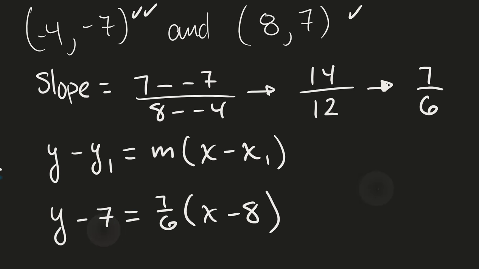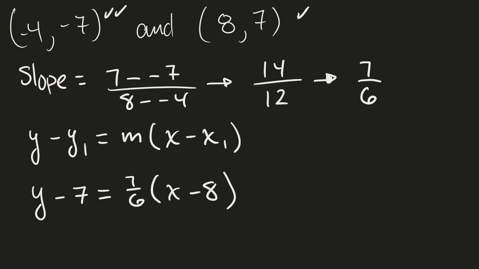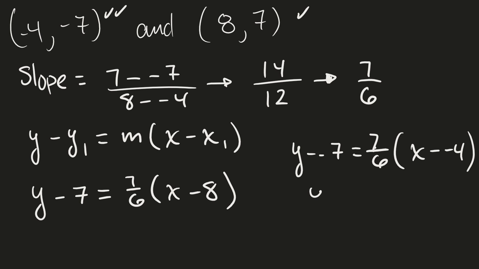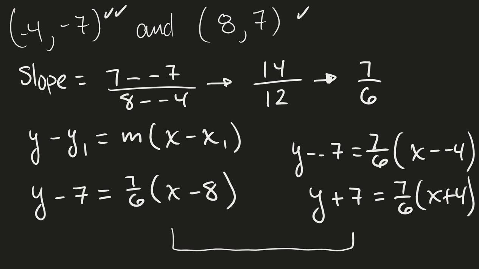It's fun. It's quick to write that down. In fact, let me do the other point. I could write y minus -7 equals slope m, which is 7/6, times x minus -4. If I clean that up, that's y plus 7 equals 7/6 times x plus 4. So my claim is those are equivalent equations, and if I graphed both, they would look the same.